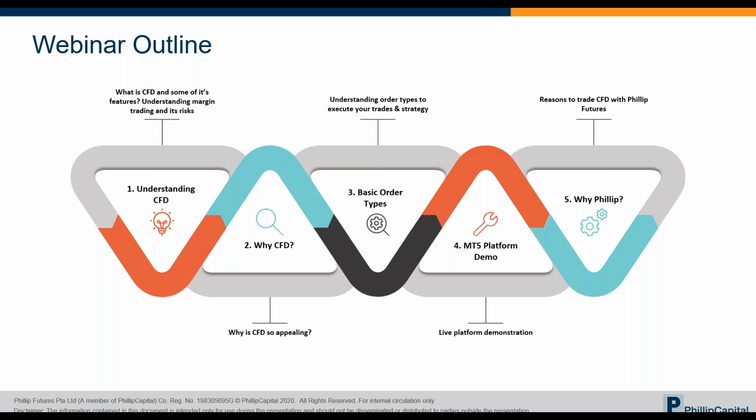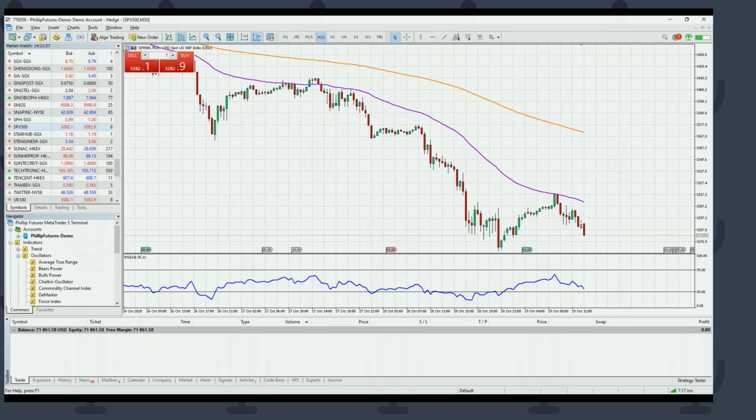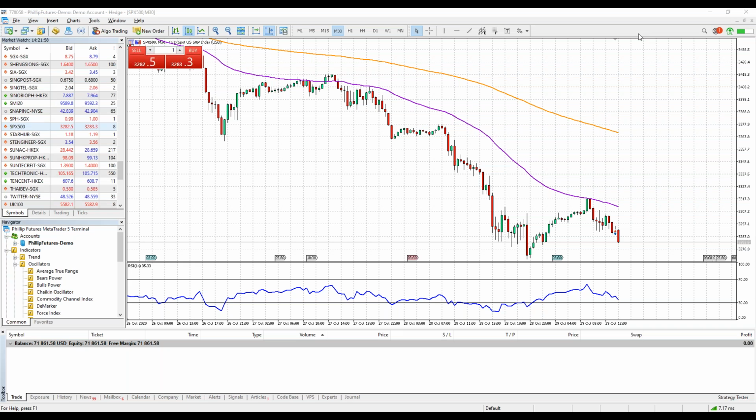Moving on, maybe I can show you our MT5 platform demo and how you can place trades on the demo, so you have a better idea on CFDs. Let me share my screen on this platform demo. Okay, I hope you can see this, this is the MT5 platform.